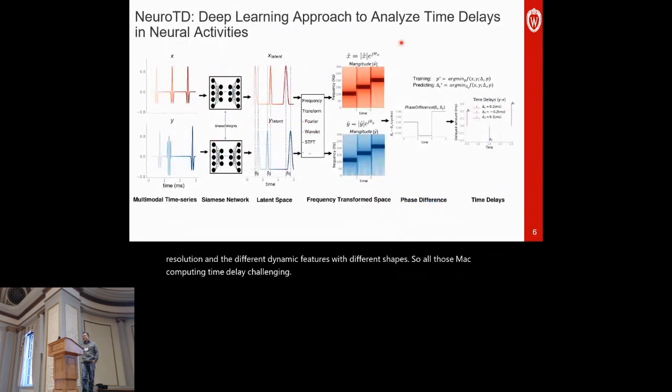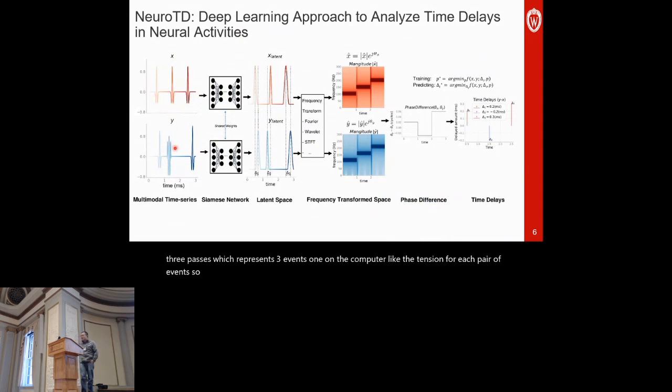So to handle those challenges, we propose NeuroTD, which combines deep learning, a Siamese neural network, and frequency transformation. Here's how it works. We first take 2 time series, X and Y, like neural activity and behavior activity. We can see the shapes do not match each other, with a little difference there. We also see 3 peaks, which represent 3 events, and we want to compute the time shift for each pair of events.